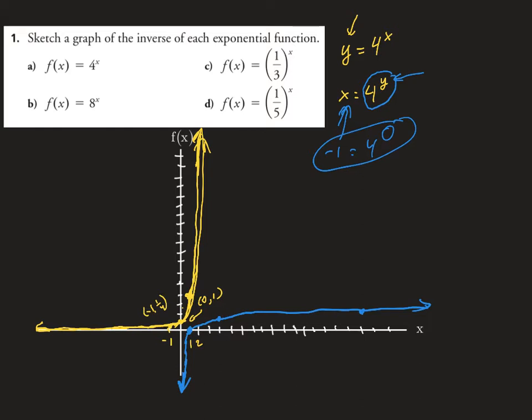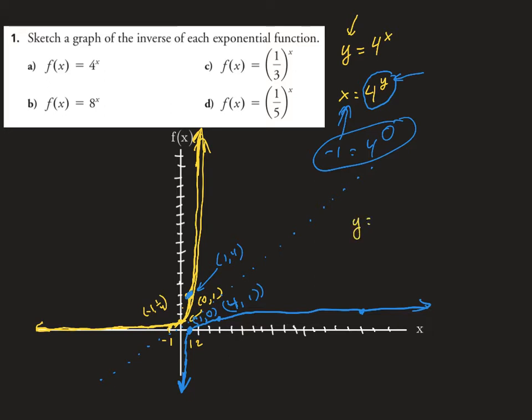If you notice, these guys are symmetrical about the line x equals y. For every x value before, we now have a y value. So we had 0, 1 there. This time we have 1, 0. Here we had 1, 4. This dot right here was 1, comma 4. Well, here we have 4, comma 1. Inverses of each other.